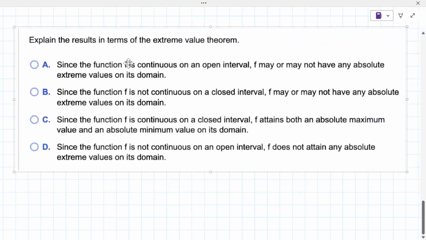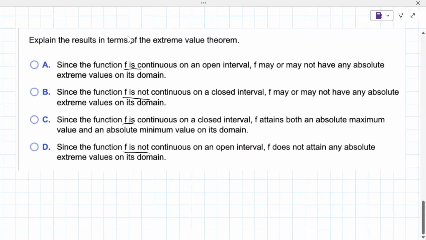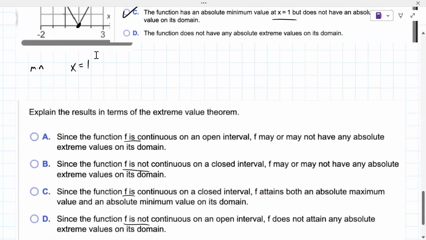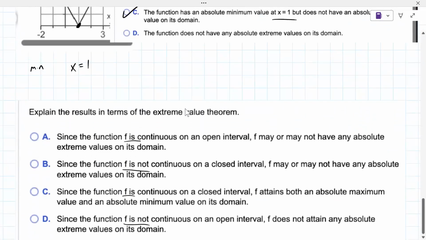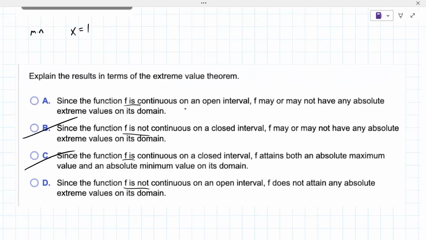Again, the function is continuous on an open interval. Open interval means it doesn't include the endpoints. So it is continuous in the open interval. That means that B is out. Actually, it's just A because A is the open interval. Since f is continuous on an open interval, it may or may not have any absolute extreme values on its domain. And that's kind of what we saw. It has some, but not all.